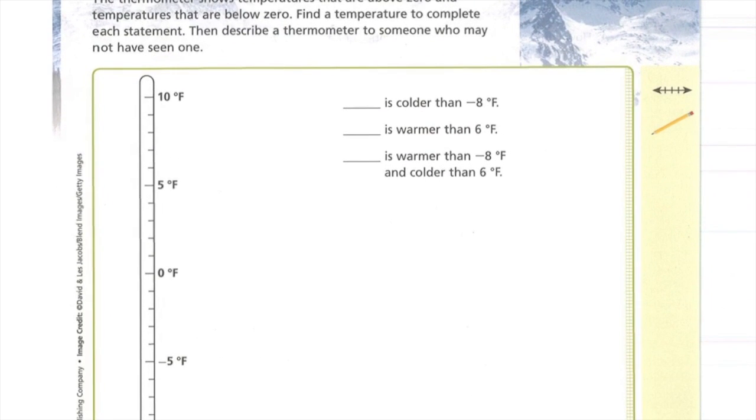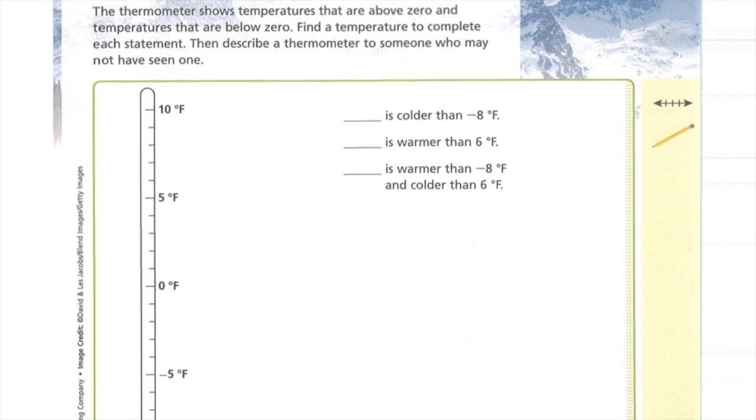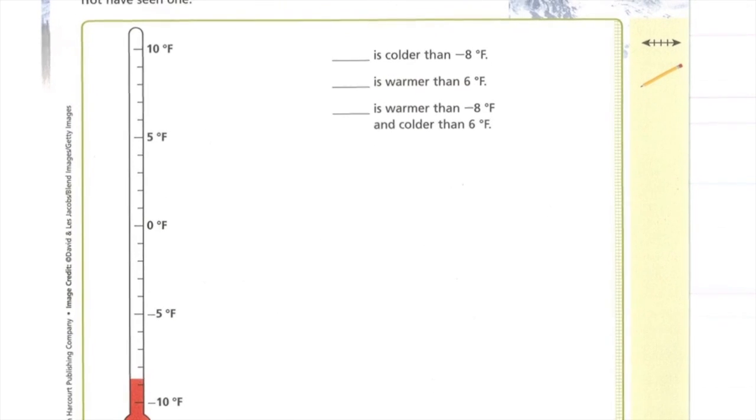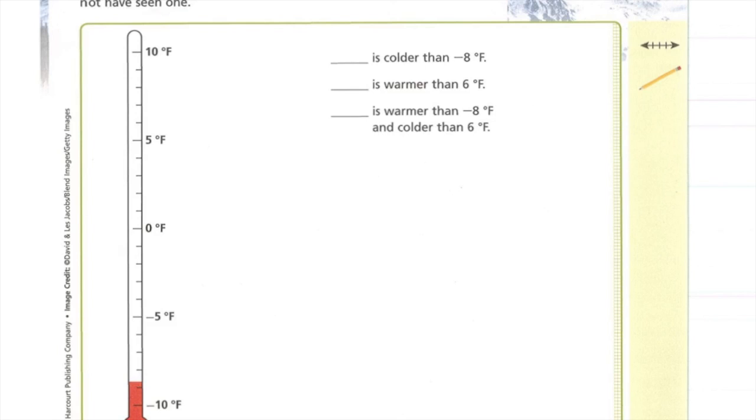The thermometer shows temperatures that are above 0 and temperatures that are below 0. Find a temperature to complete each statement, then describe a thermometer to someone who may not have seen one. All right, I want you to pause and complete this on your own. Hit play when you're ready to go over it.